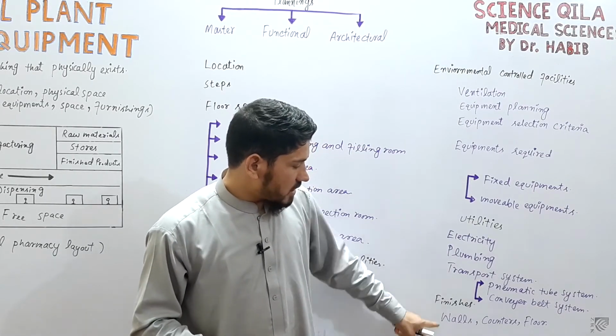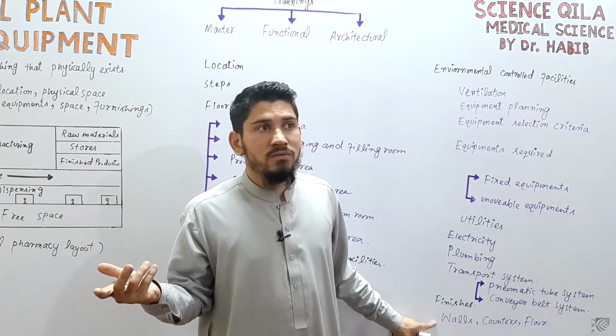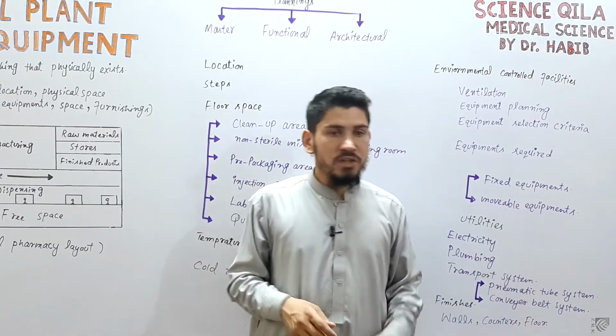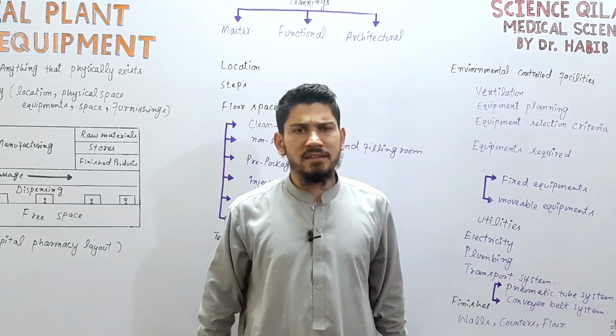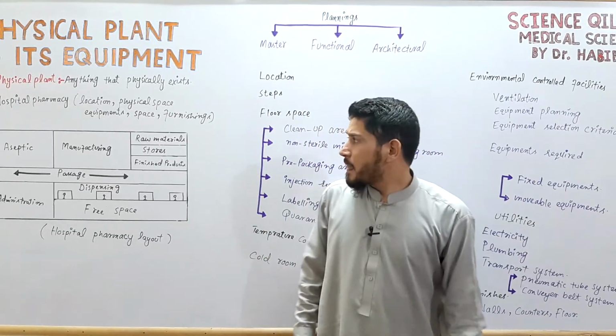Okay, in the finishes we'll talk about the walls, how the walls should be constructed, how the walls should be painted. We'll talk about the counters construction, and we'll talk about the floor. It should be non-slippery, and asphalt tile is there, and the rubber tile. Whatever the case, we'll talk about all these finishes in detail.